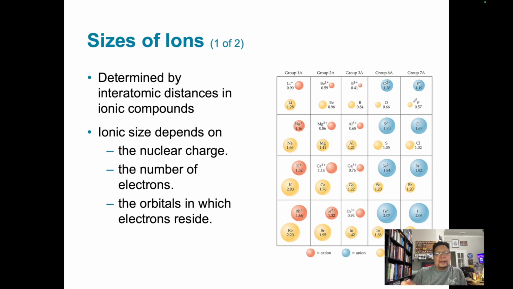Okay. So let's take a look at the size of ions. Let me move out of the way so you can see the whole thing, right?